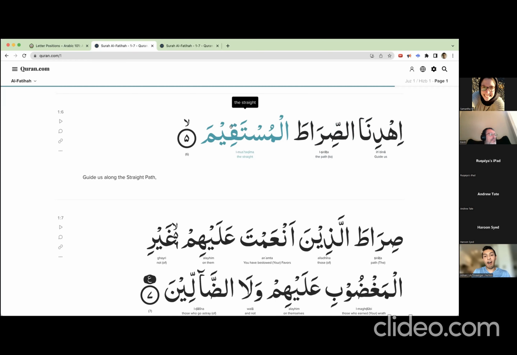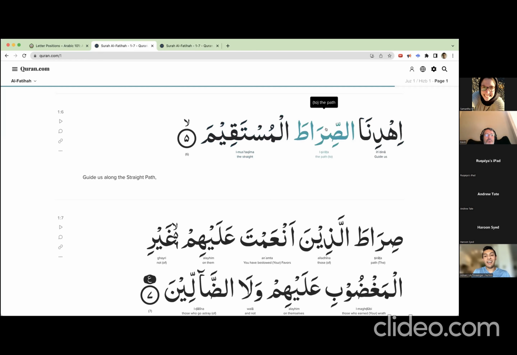So here we see the qaf. Qaf is a loop with 2 dots over it. So rather than tooth with 2 dots on it, which is a tap, the qaf is a loop with 2 dots over it. Mustaqi. Qaf is from the back of your throat. Mustaqima. Okay? Ihdina sirat al-mustaqima.